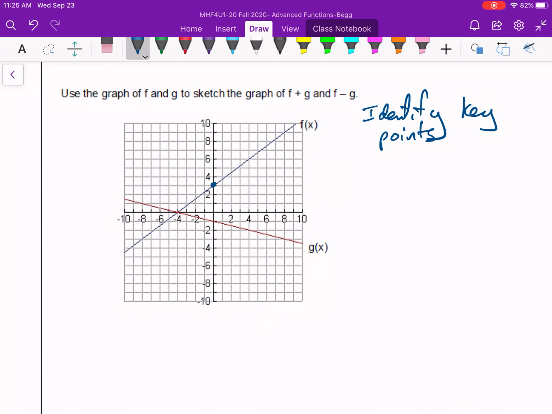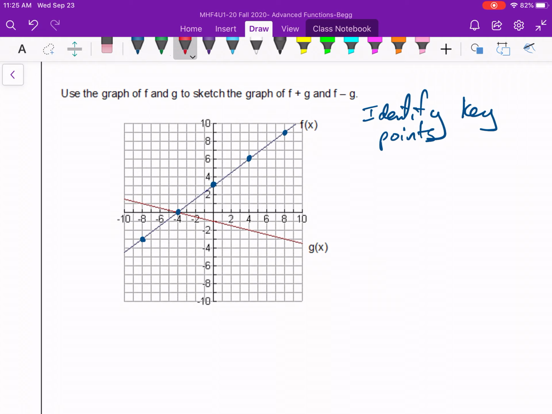So I see I've got the point (0, 3). And just looking along the line here, I can see I've got another one at (4, 6), and another one at (8, 9), and at (4, 0). And at (-4, 0), (-8, -3). Okay, so those are some points that I won't write them all down, but we can clearly read them.